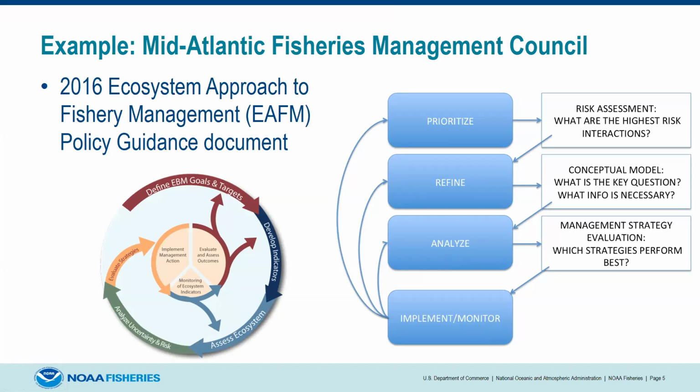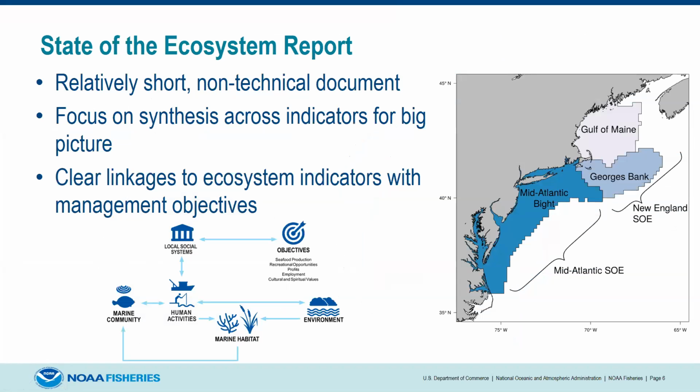And so right about the same time that they were doing this, we were developing our state of the ecosystem reports. And so these are reports that hopefully many of you have seen. They're relatively short, about 30 pages. We're trying to keep them not technical, but rigorous. And so they're meant really to inform the management councils. And the focus really was to provide a synthesis across a broad suite of indicators and give the councils a big picture ecosystem context that they're making their decisions within.